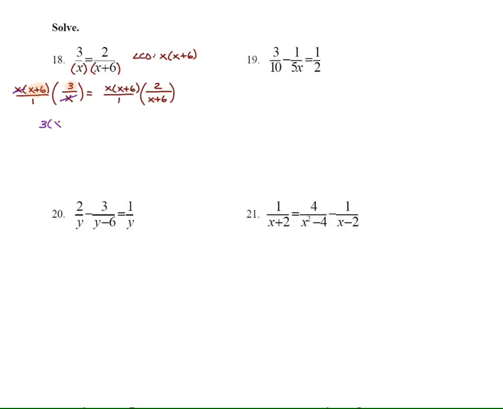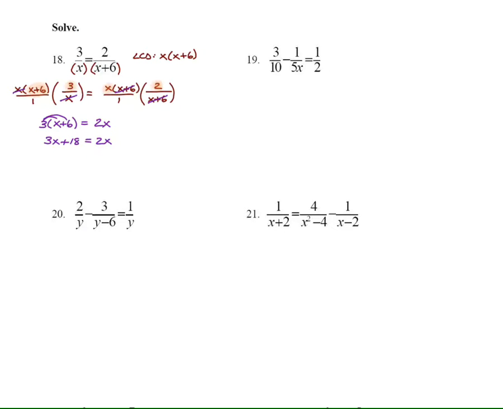Those reduce, leaving me with just 3 times the quantity x plus 6, all over 1, which is just 1. Equals, and then the x plus 6 part reduces, leaving me with just 2 times x, which is 2x. Now this is an equation that gives me the same solution as the first one, just without fractions. That's all I've done is cleared fractions. So I need to distribute, and then I'm going to solve for x.